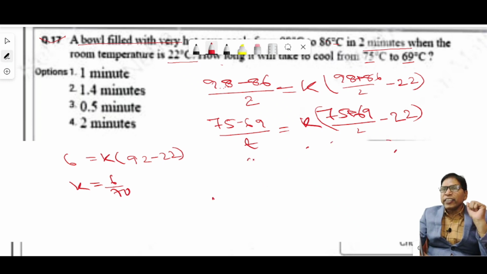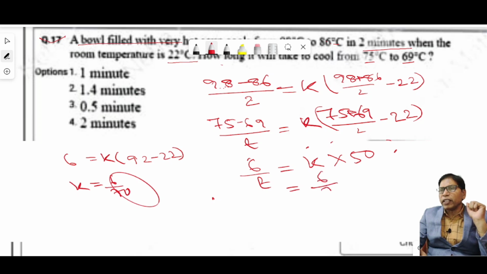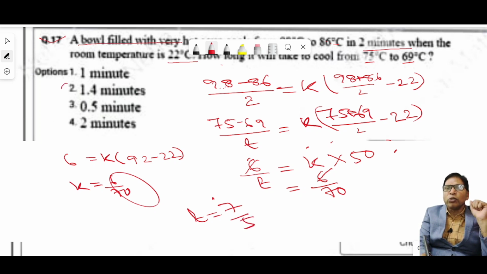Now look at this, this is 6 by T. And this is K into, look at this, this is 72 minus 22, so this is 50. Okay. Now look at this, the value of K is 6 by 70. Now look at this, 6 and this 6 cancel out. So T equals 7 by 5, so this is 1.4. So option 2 is correct.